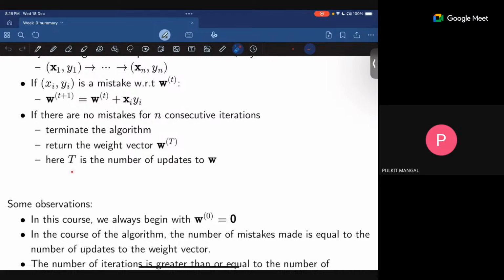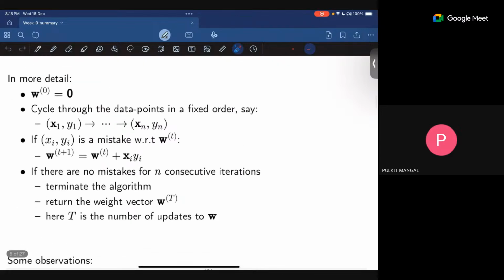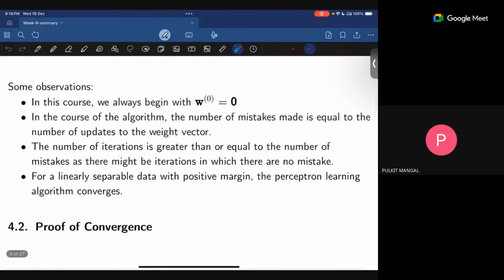Okay, and the t is basically how many times the update happened to the weight vector. Some observations: we always begin with the zero vector. Unless it is specifically mentioned, you will always begin with the zero weight vector.